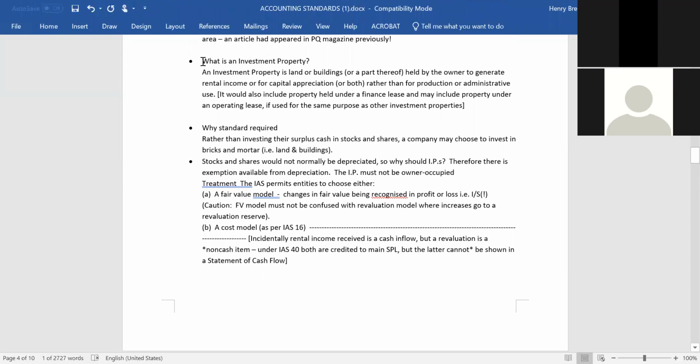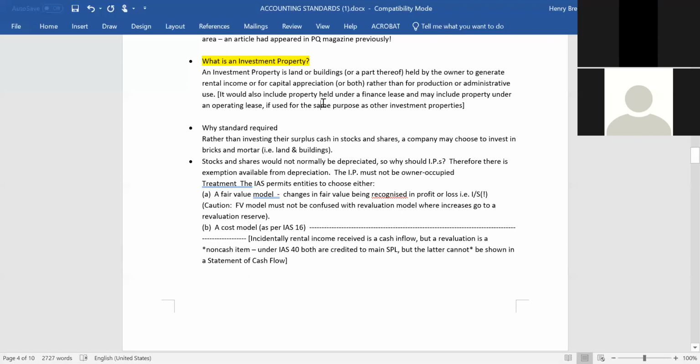What is an investment property? Let me highlight that in yellow. What is an investment property? An investment property is land or buildings or part thereof held by the owner to generate rental income or for capital appreciation or both, rather than for production or administrative use. So we said that it is not held for administrative purpose. If a property is held for administrative purpose, that relates to IAS 16, which is property, plant, and equipment. But for investment property, that property is just a normal property, but it is held for rental.